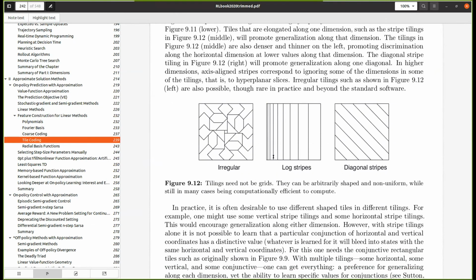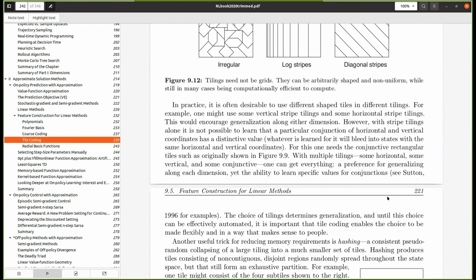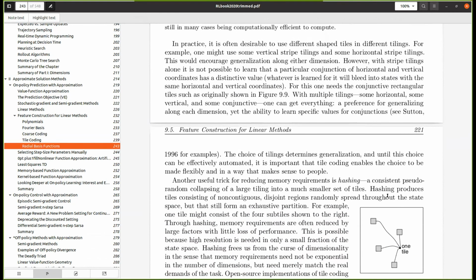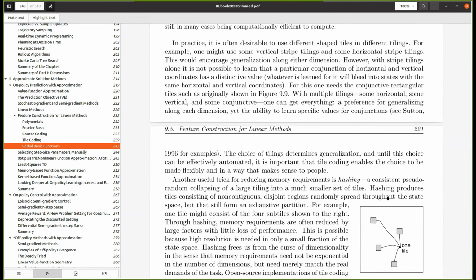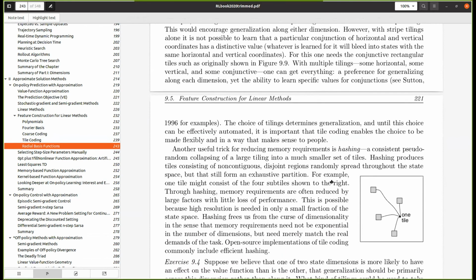So, for example, they note that the tilings do not need to be grids, but can be arbitrary shapes, and you can use irregular shapes for your tiles, or logarithmically scaled stripes, or diagonal stripes instead of ones aligned with the axes. So yeah, there are a lot of choices.